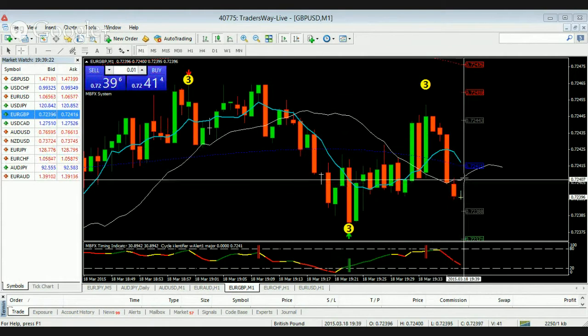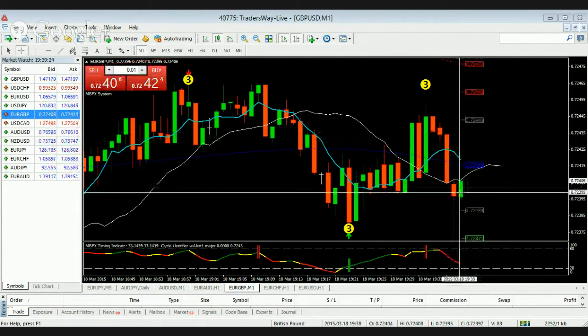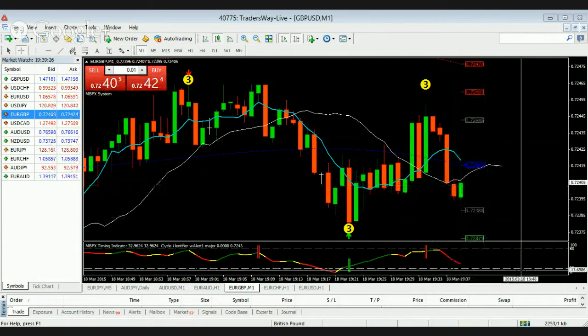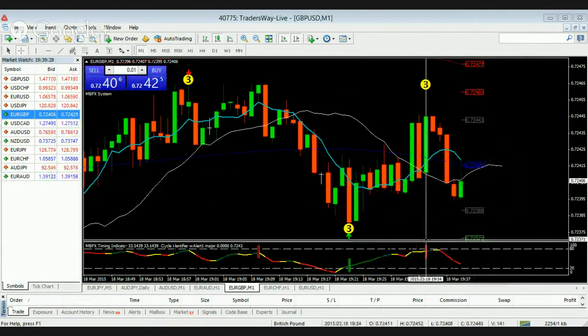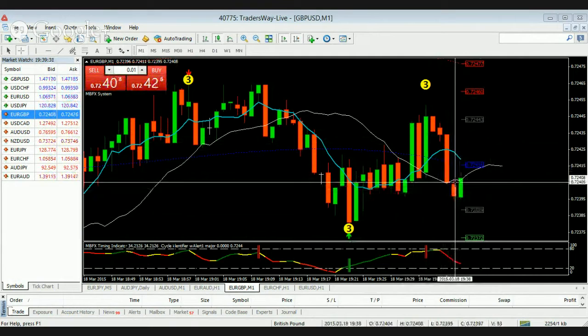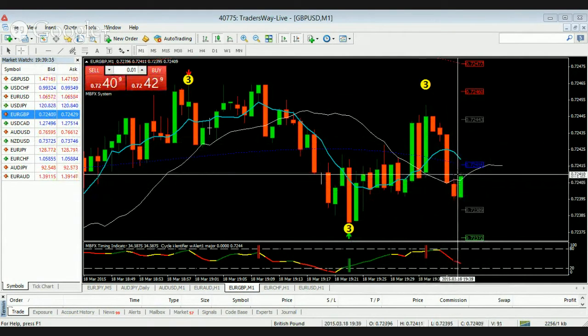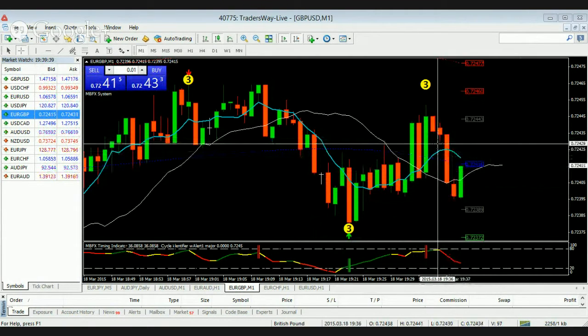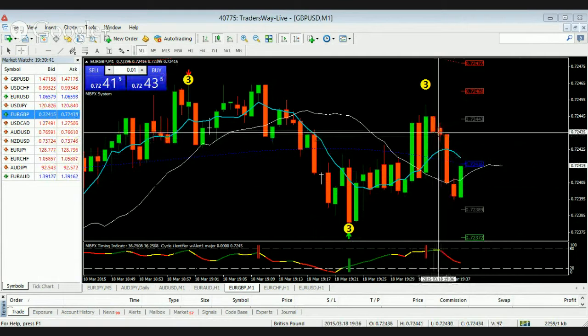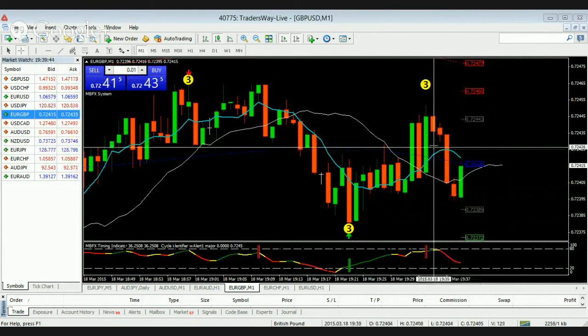Yeah, so that's about 36, 37 pips, so you're losing money if you're here. Now it's four red candlesticks, so you're losing a lot of money if you bought from here. But you're going to want to buy it from down here, not from up here.